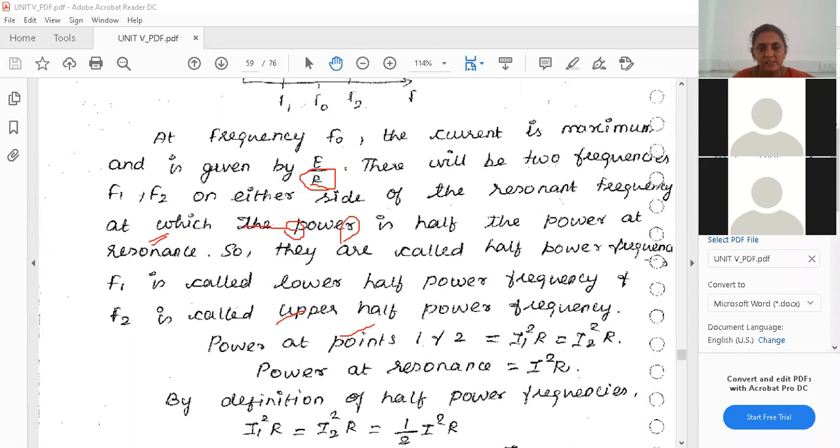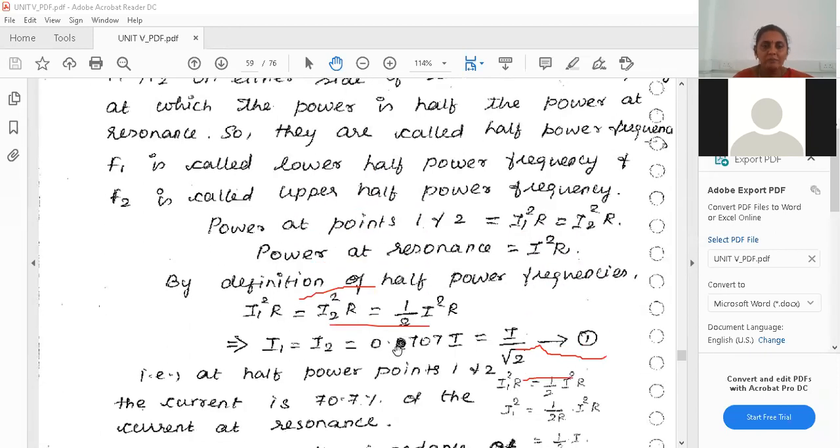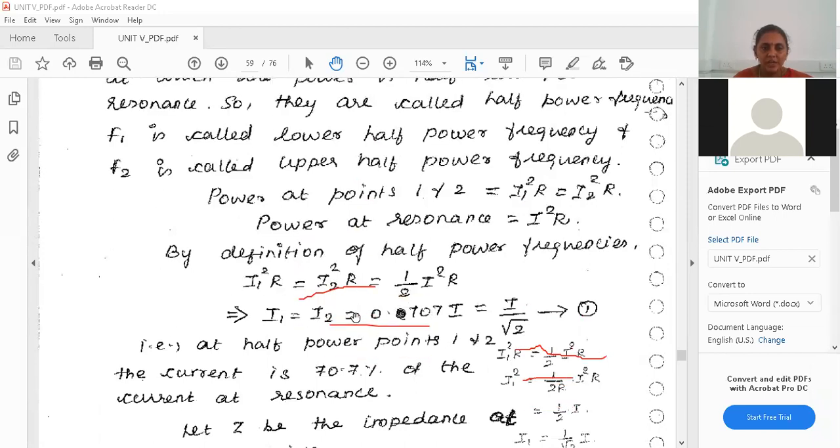F1 we call the lower half power frequency and F2 we call the upper half power frequency. So power at the points, I1 square R is equal to I2 square R, because we know the current is going to be equal. And power at resonance we call I square R. Now what is this value? I1 square R is equal to I2 square R is equal to half into I square R, because we have told it is half power frequency, right? So half power means I will write it as 1 by 2 of the existing power.